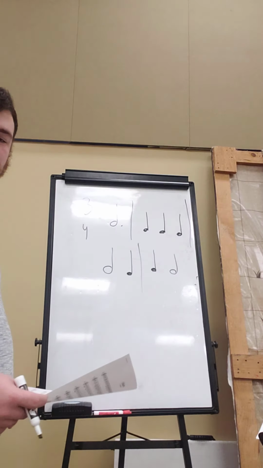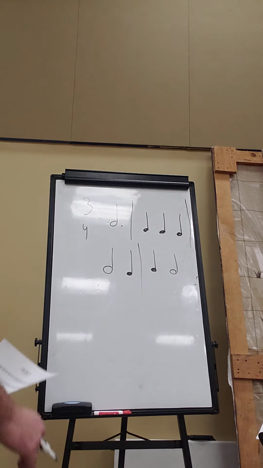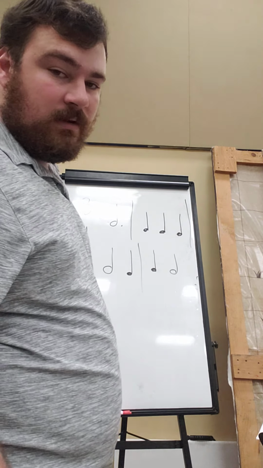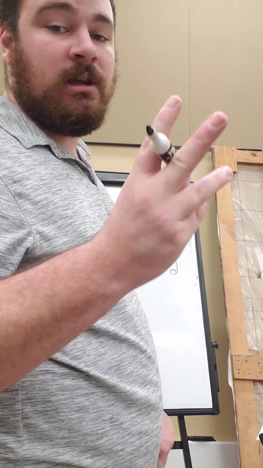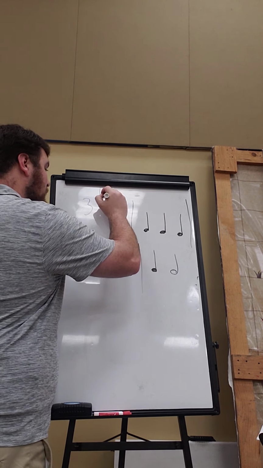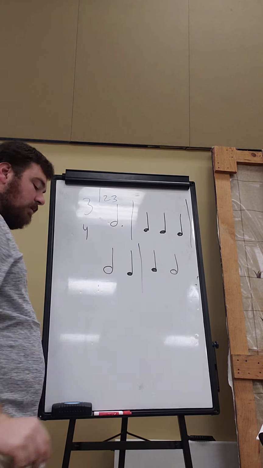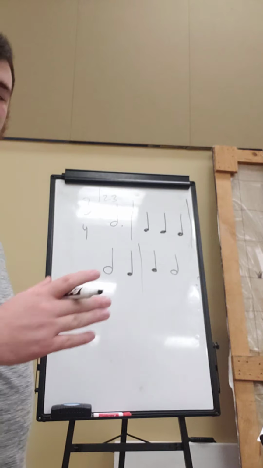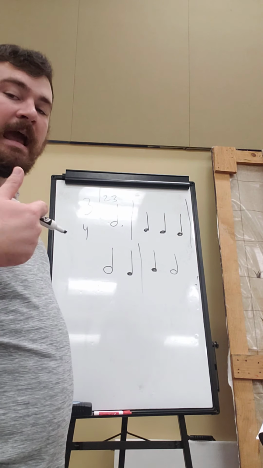All right, looking at this, that first measure should be pretty easy. We have a dotted half note. A dotted half note gets how many beats? You should be saying 3. Dotted half note gets 3. So the first one is going to be a big 1, a little 2, a little 3, because we're holding the note out for 3 counts.